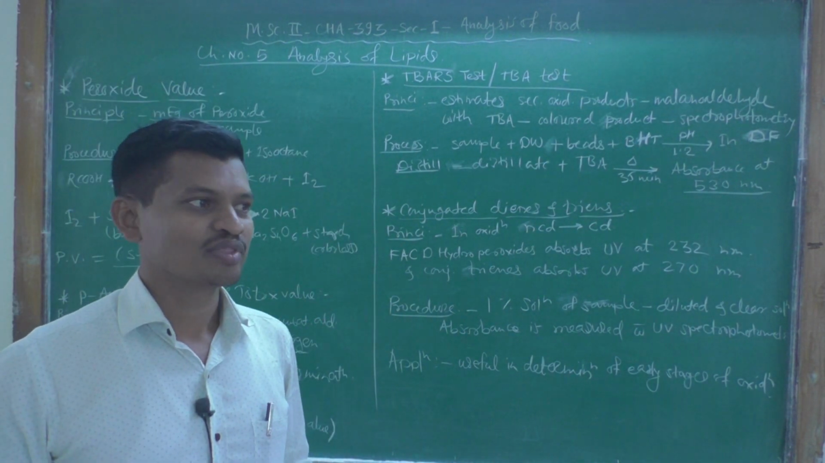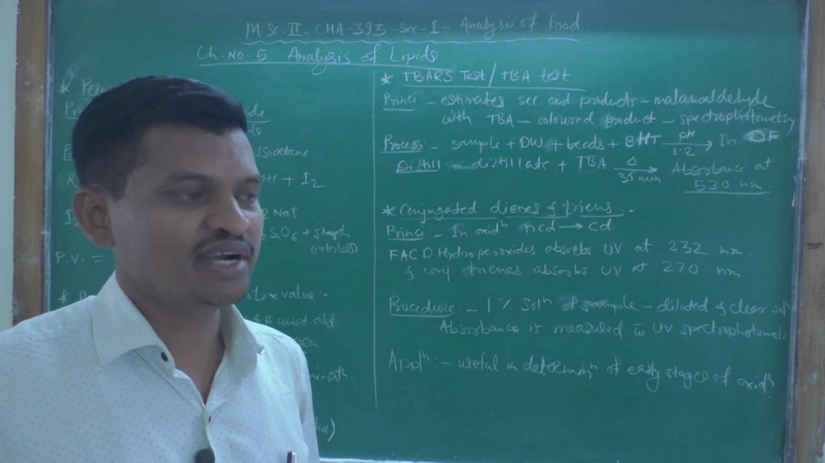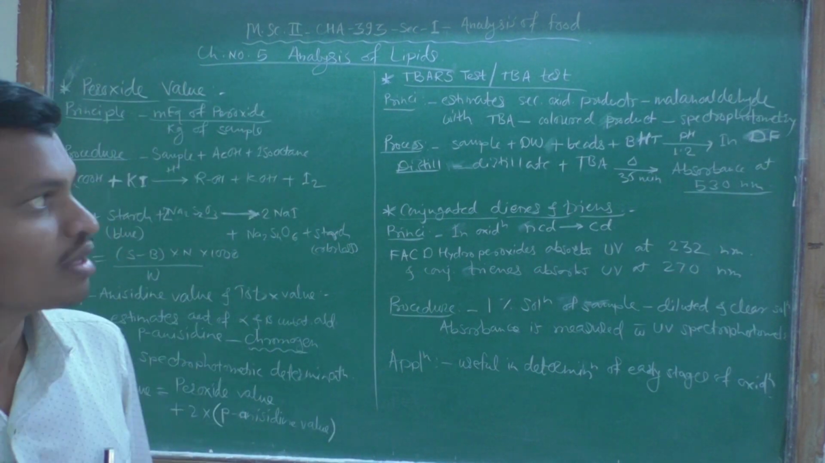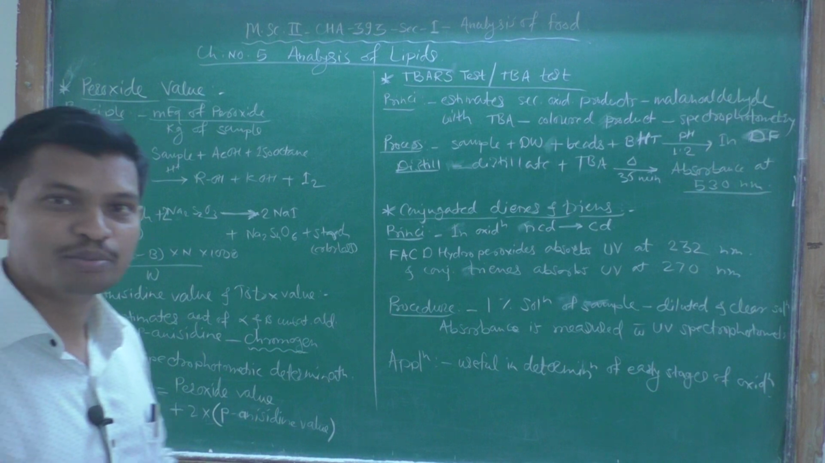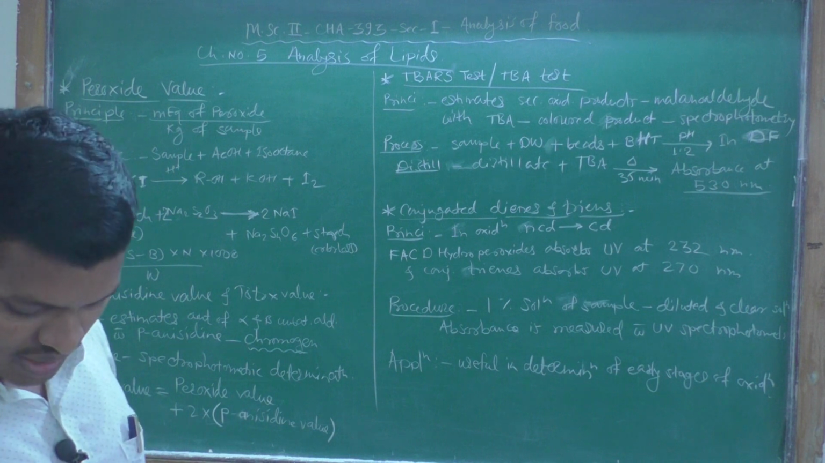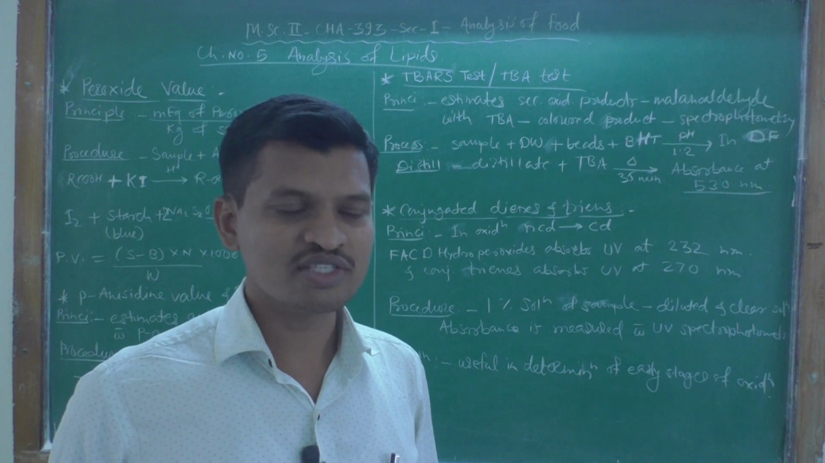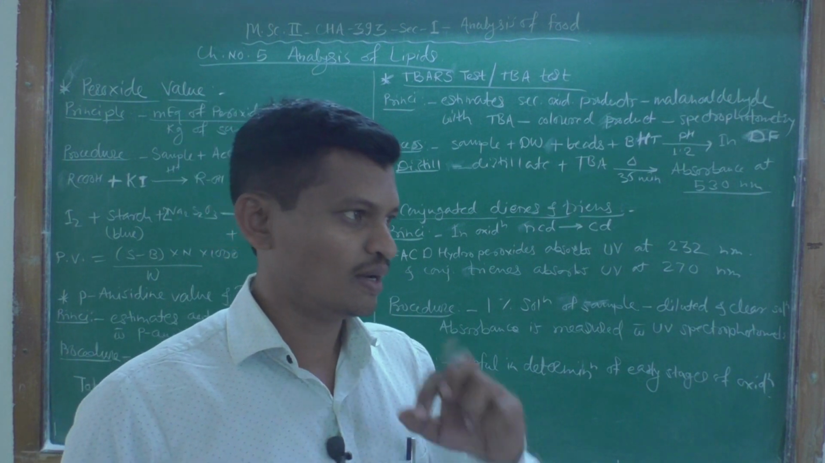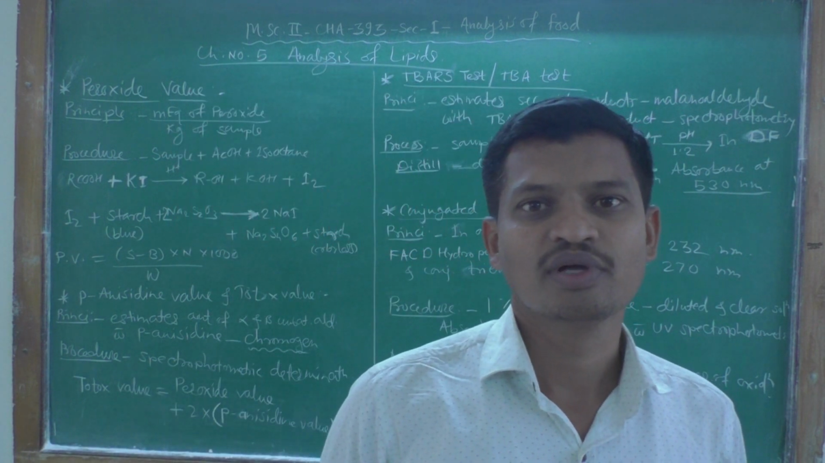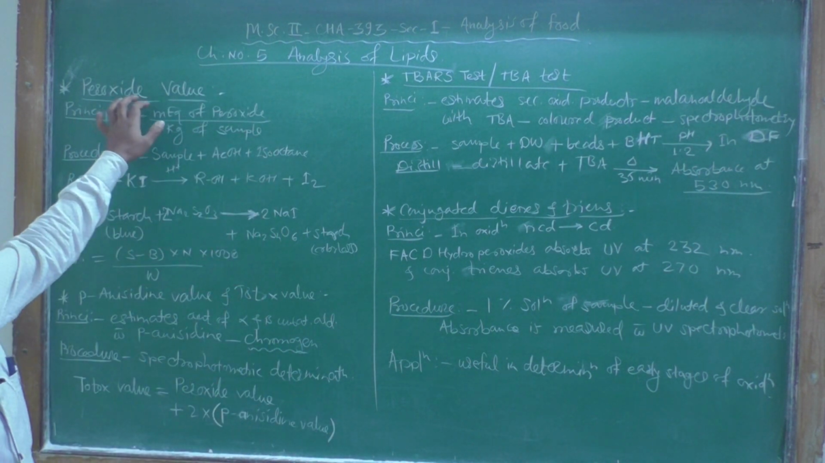We are discussing the food analysis part, and in that we have completed the first 4 chapters. In the 5th chapter, we are discussing the characterization of lipids. In characterization of lipids, yesterday we have seen some methods such as iodine value, acid value, etc. Today our topic is how to determine peroxide value.